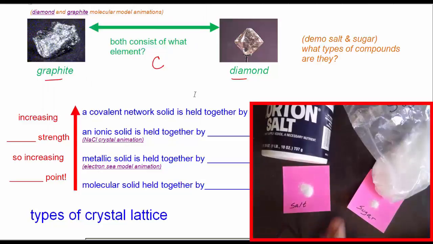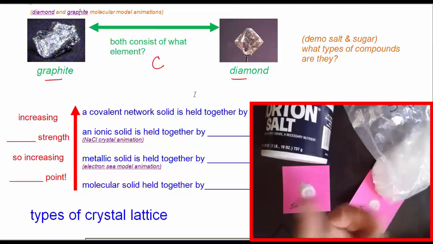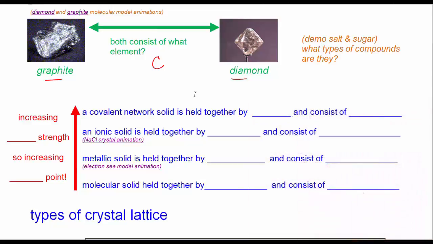Over here we have some salt and some sugar. I mean, the crystalline structure looks pretty much the same. But what types of compounds are they? Well, salt consists of ions, so it's an ionic compound. And sugar consists of molecules, so it's a molecular compound. So let's take a look at this.